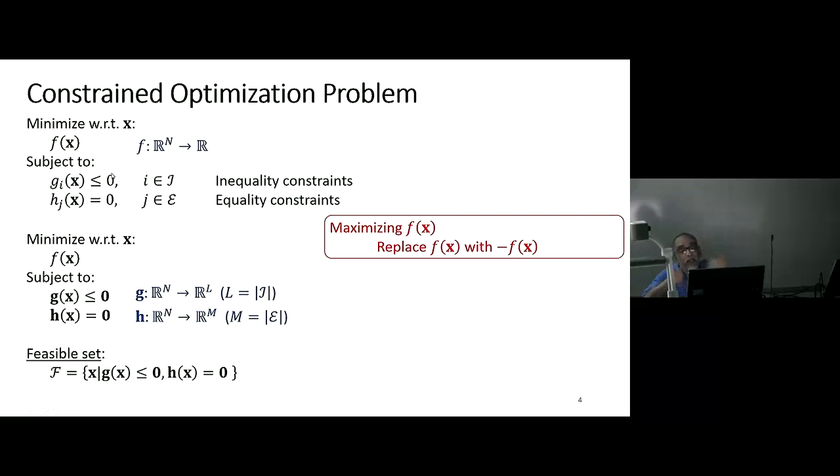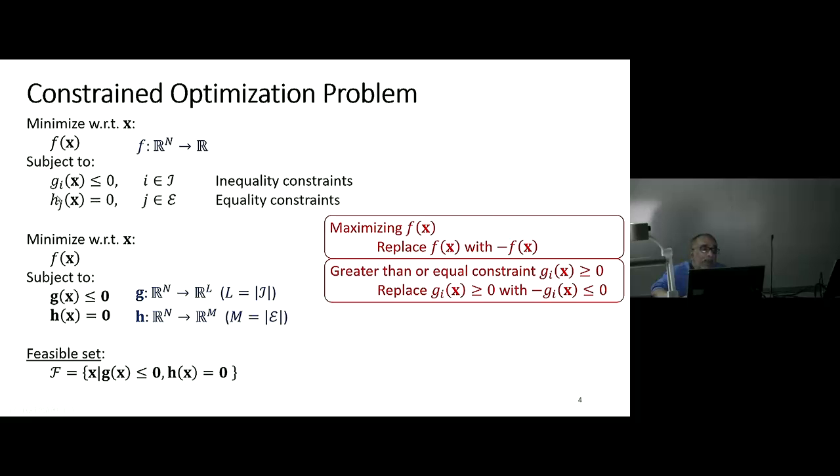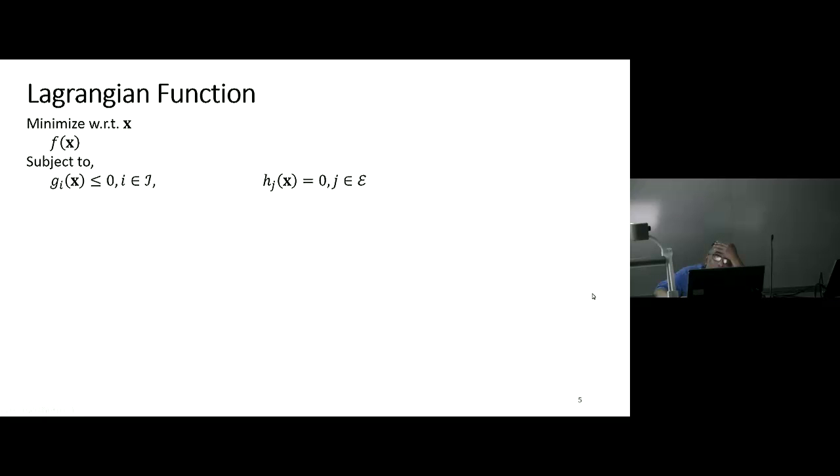Now, suppose you are given an optimization problem where you have to maximize a certain function with these constraints. All you have to do is replace f of x with negative f of x, and then you will be doing the minimization. If you have a greater than equal to constraint, then all you have to do is replace g of x with negative g of x, and then it becomes a negative g of x is less than equal to constraint. So this is the objective function, and the constraints.